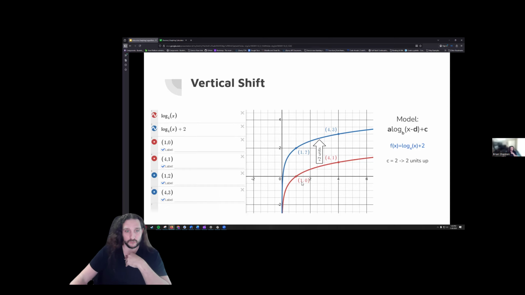So we say we go from 1, 0, we add 2 units because of our c being 2. We go 2 units up, we go to 1, 2. We've got this point 4, 1. And in this very similar fashion, we go from 4, 1, we say plus 2 to our y values, our outputs, and we go up to 4, comma 3. So you can see visually where that red line moved up to the blue line. So again, we got our base function here, and then we have our vertical shift of 2 units up as our blue line.